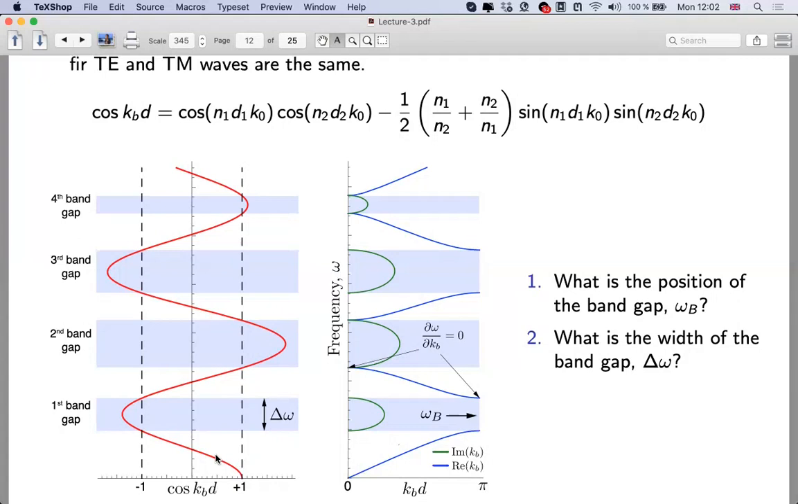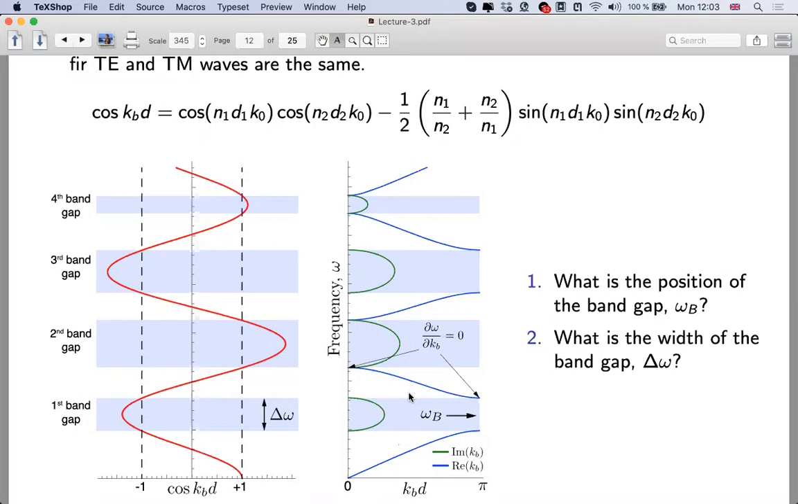And I could count these solutions, these crossings: first crossing, second crossing, third, fourth, fifth, and so forth. And these crossings are exactly this integer number n. I told you this is the number of the zone. So the blue curve is the dispersion, omega as a function of KB. For each KB, I have many solutions, many bands. So this is the first band, this is the second band, the blue curve, third band. And all the bands are separated by band gaps.